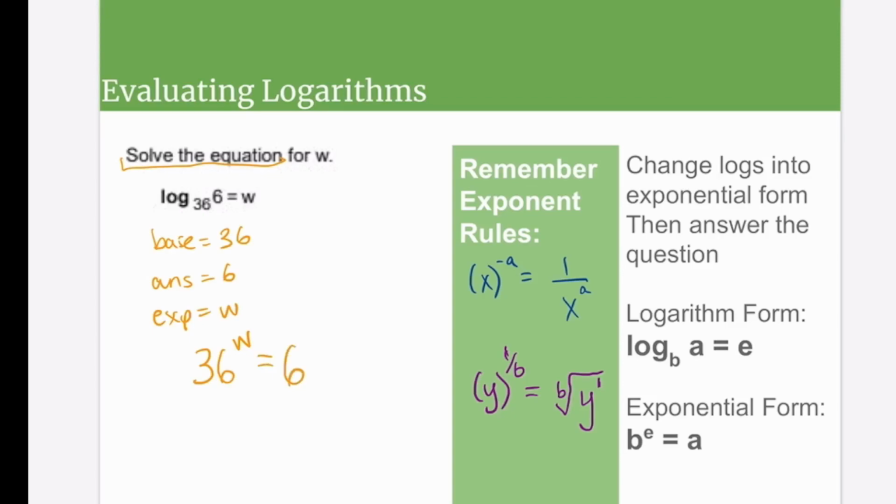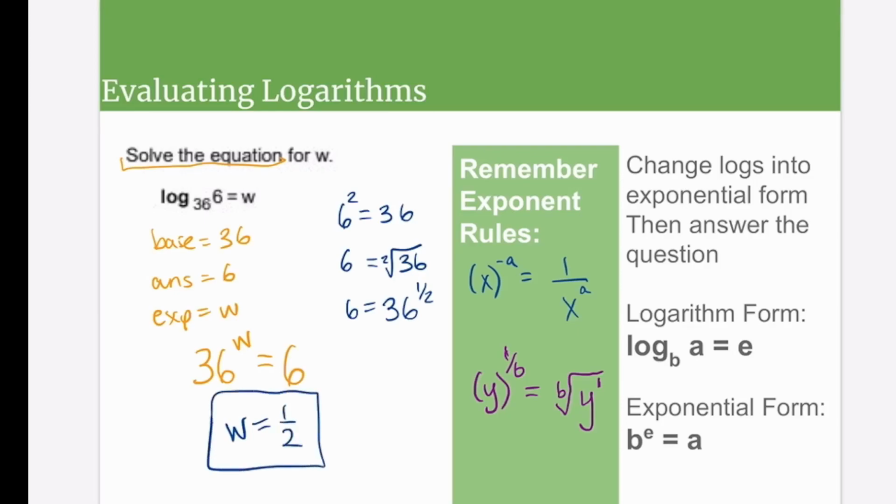Okay, so 6 squared is 36. To get from 36 to 6, you would actually have to do the square root. So the square root of 36 is 6, which means the exponent on top of the 36 would have to be 1/2, because we're talking square roots. So w would be 1/2. That would be the answer.